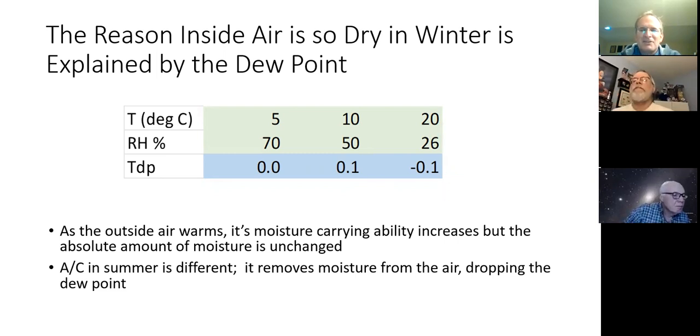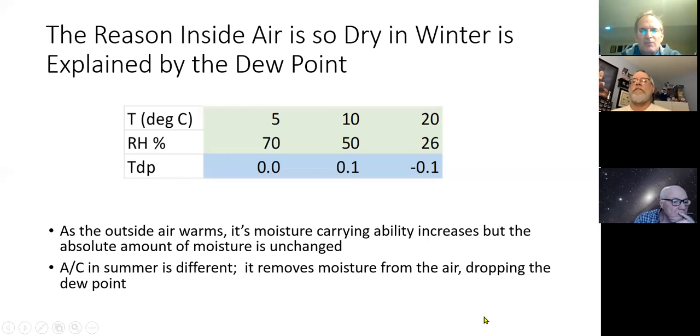So it's always kind of fun when I have a dew point meter. I can go in and out of the house, and you see the temperature and humidity going up, the other one going down, and the dew point doesn't change at all. So yeah, as the outside air is warming, it comes inside. It's got more carrying ability. Now it doesn't work in reverse in the AC.